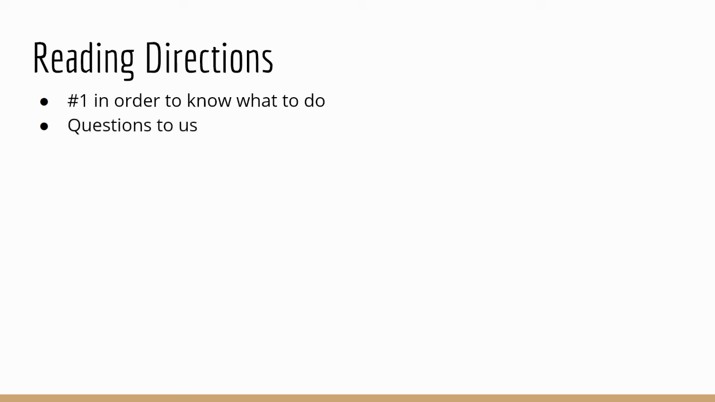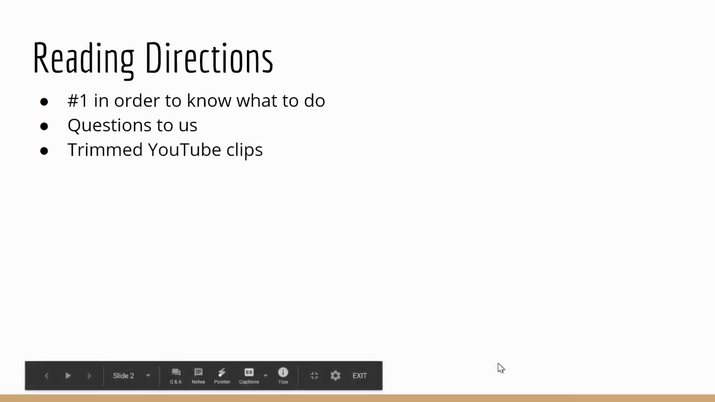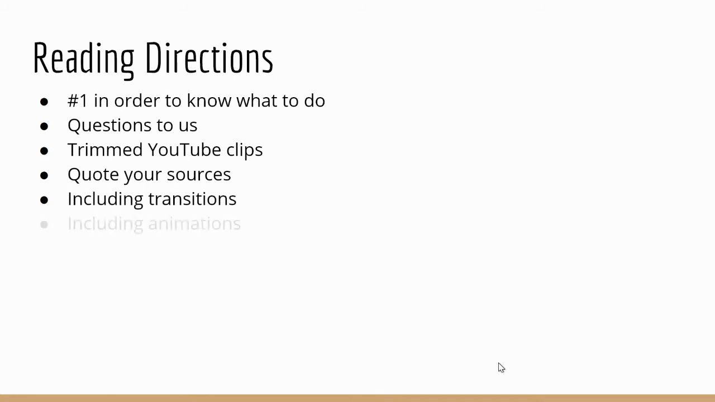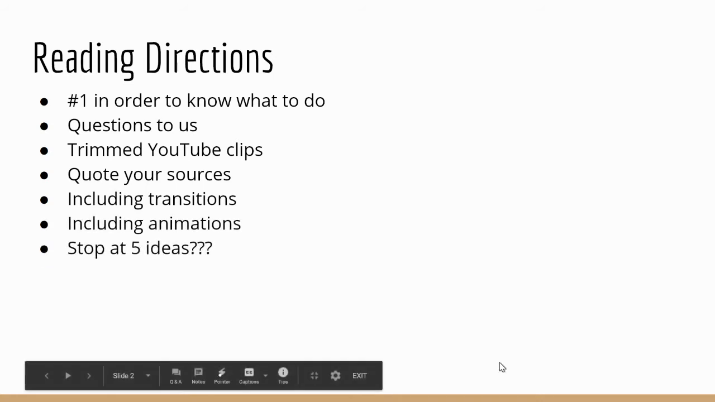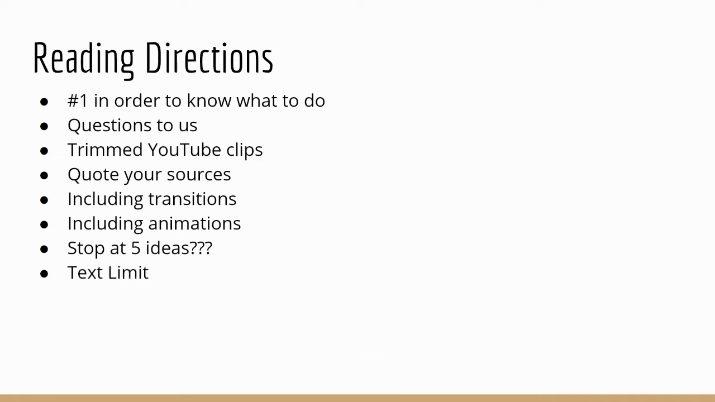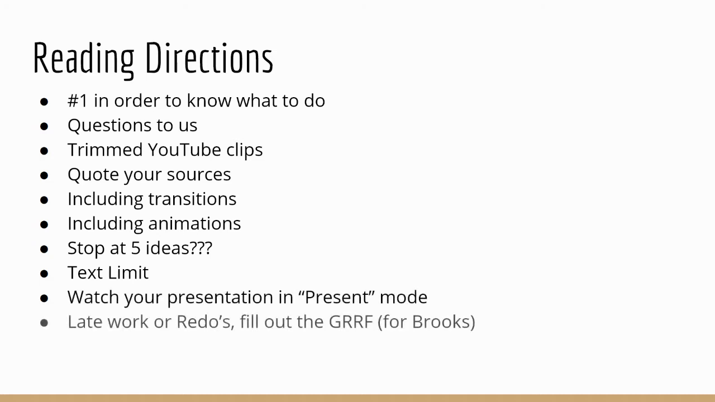And a lot of people just, I don't know what you're doing, but in order to know what to do, you have to read the directions. Simple as that. So I'm going to cover some things in here because we get a lot of questions about things that are in the directions. So we're going to go over real quick on trimming YouTube clips, quoting your sources, including transitions, including animations, the 5 ideas, which is what is required, and the text limit in your slides. We don't need a ton of text. And then lastly, watch your presentation in presentation mode.